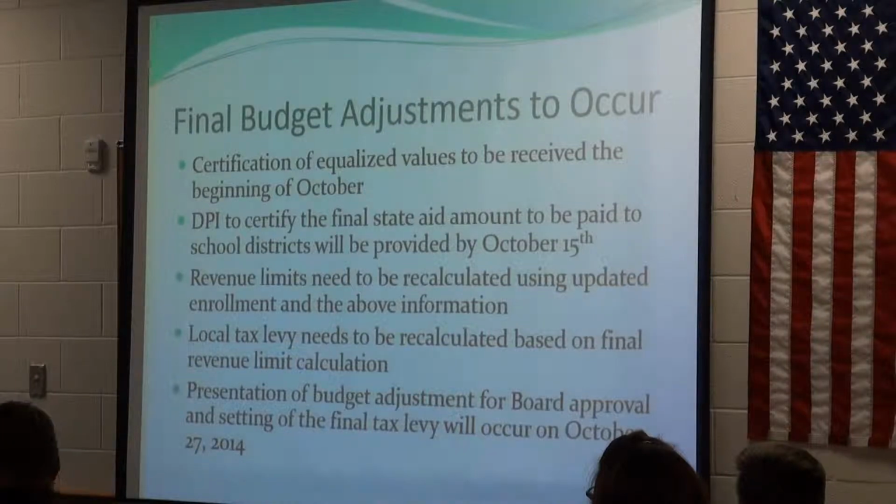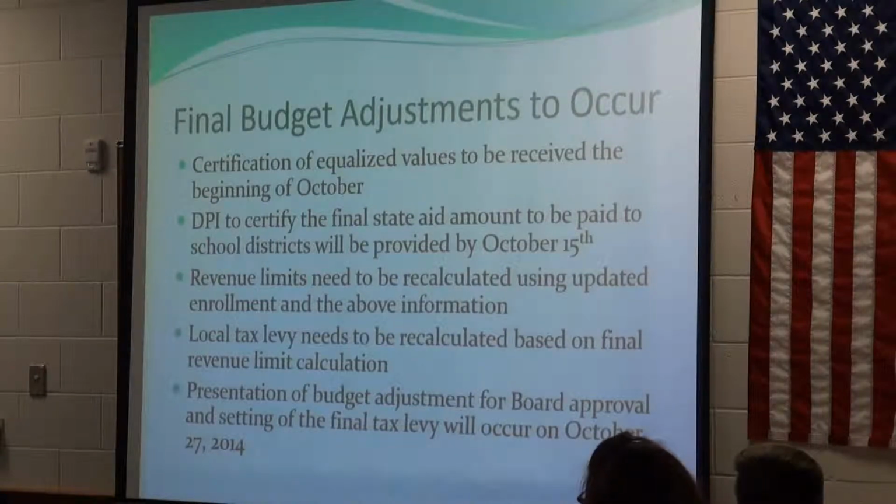The revenue limit calculation needs to be recomputed based on enrollment, the equalized values, and the aid. And then the local tax levy will be recalculated based on the revenue limit calculation. Presentation of the budget adjustments for board approval and setting of the final tax levy will occur at the October 27th board meeting.